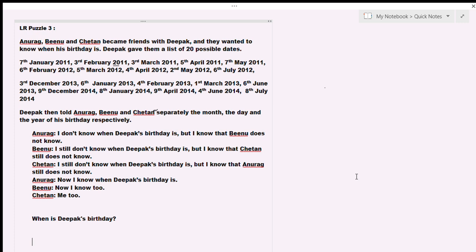Anurag: I don't know when Deepak's birthday is, but I know that Binu does not know. Binu: I still don't know when Deepak's birthday is, but I know that Chetan still does not know. Chetan: I still don't know when Deepak's birthday is, but I know that Anurag still does not know. Anurag: Now I know when Deepak's birthday is. Binu: Now I know too. Chetan: Me too. So, when is Deepak's birthday?